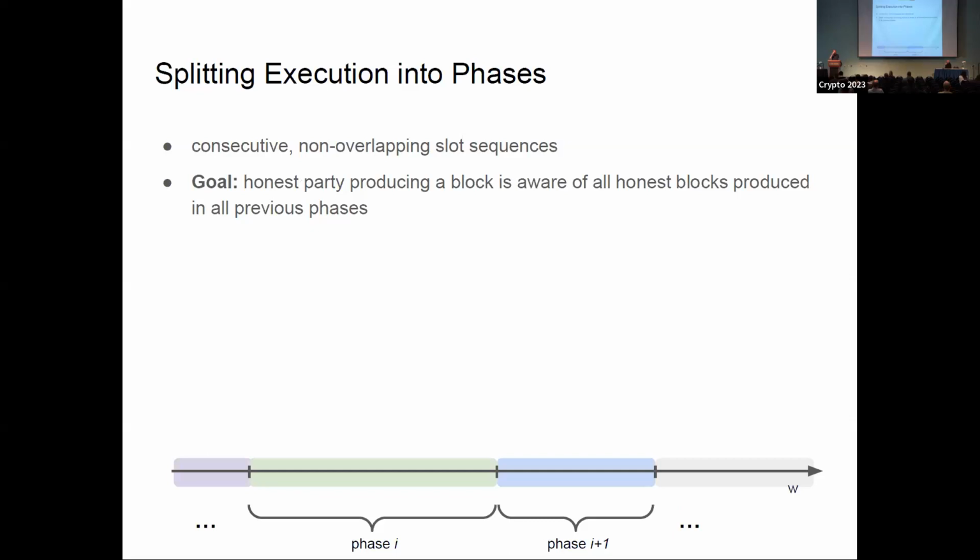So let me quickly talk about that. So how does this phase-based view look?